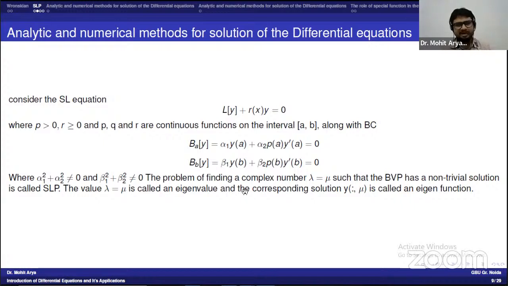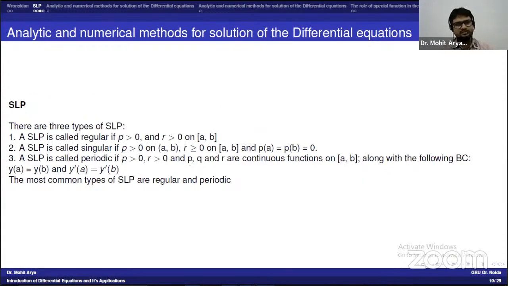The problem of finding a complex number lambda equal to mu such that the boundary value problem has a non-trivial solution is called the Sturm-Liouville problem, SLP. The value lambda equal to mu is called the eigenvalue, and the corresponding solution y with respect to mu is called the eigenfunction. There are three types of SLP.